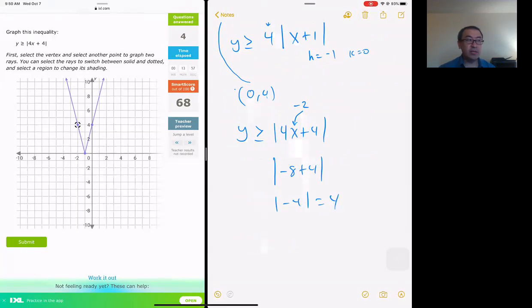Is this dotted or solid? This is a solid line, and we're going to shade above. Okay.